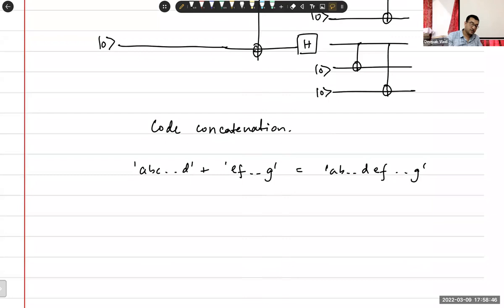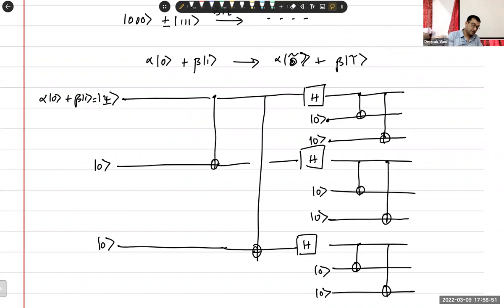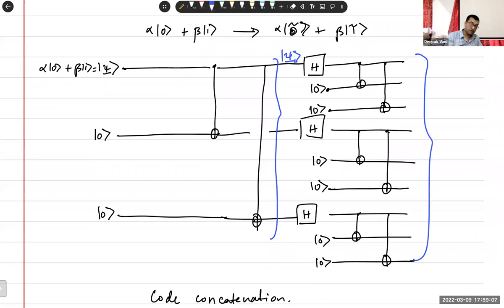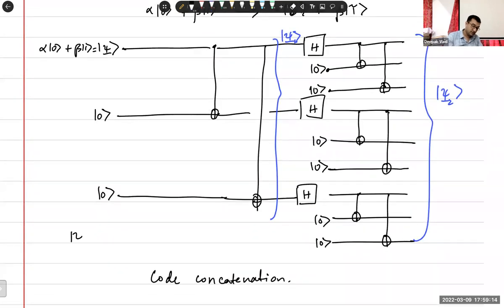So now let's try to see what happens once again to this circuit, right? So as you come out of the first two C0 gates, let's say you end up with Psi 1 over here, and then we'll call whatever you get out here Psi 2. So Psi 1, of course, we know what that is. That's alpha 0, 0, 0, beta 1, 1, 1, right?